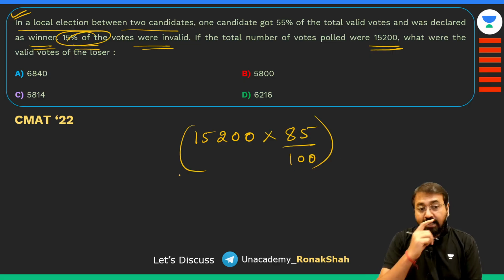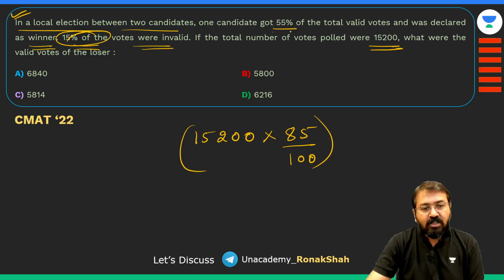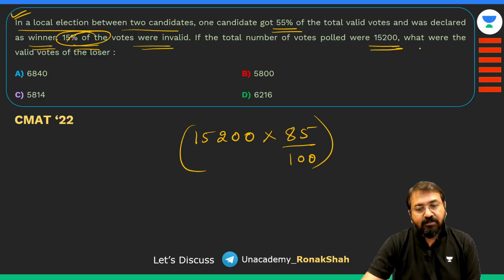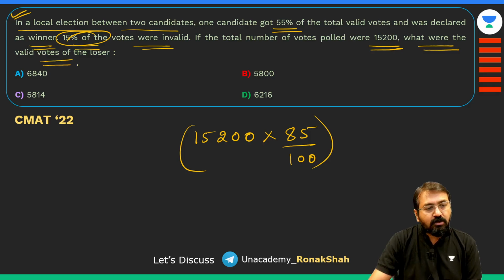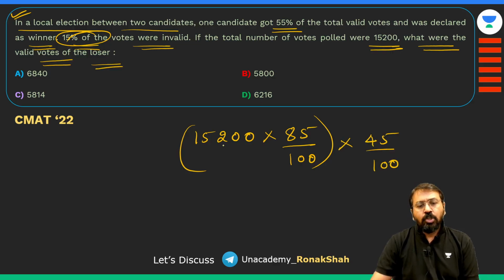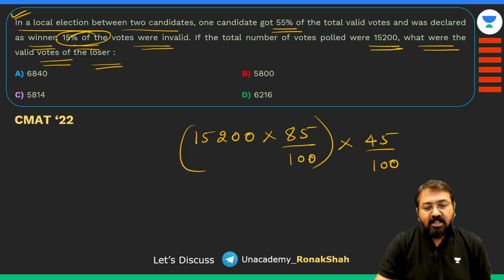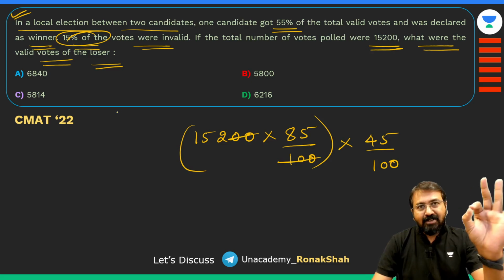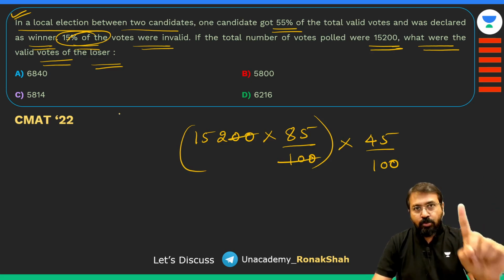And out of this 85% votes, the winner got 55% votes, right? So can I say the loser must have got 45% votes? So what we are asked is what were the valid votes of the loser? So can I say the loser got 45% of these votes? So 45 by 100. This is what you had to do, right? Now this will become a very simple question in terms of solution, because here we are given exact values. Okay, so I'll show you how to solve this question.